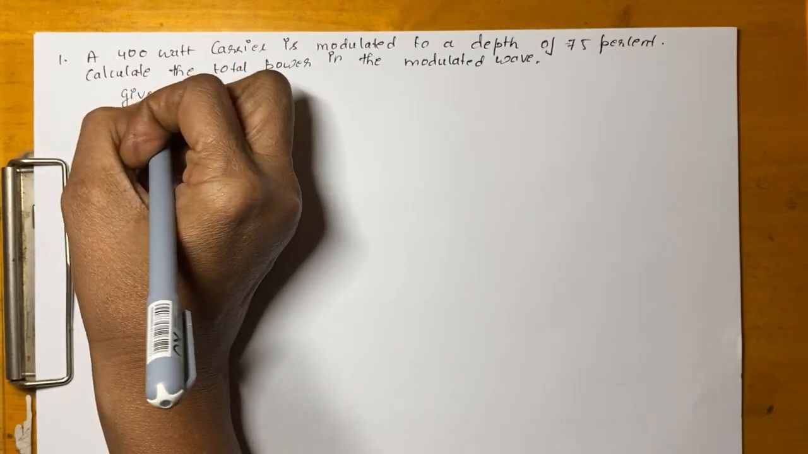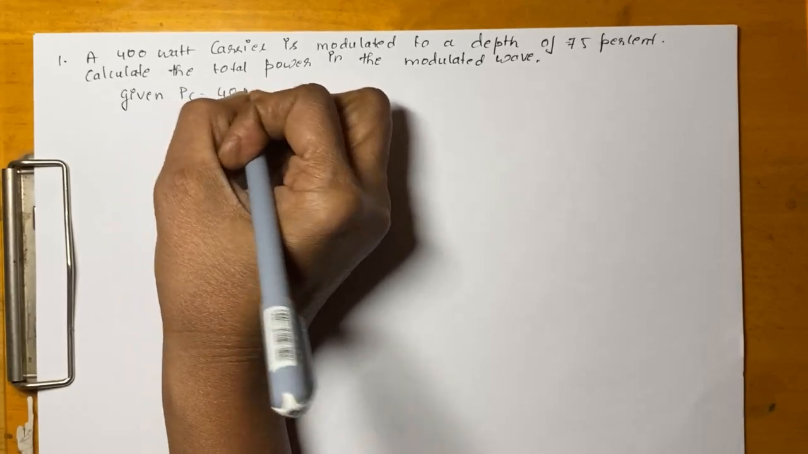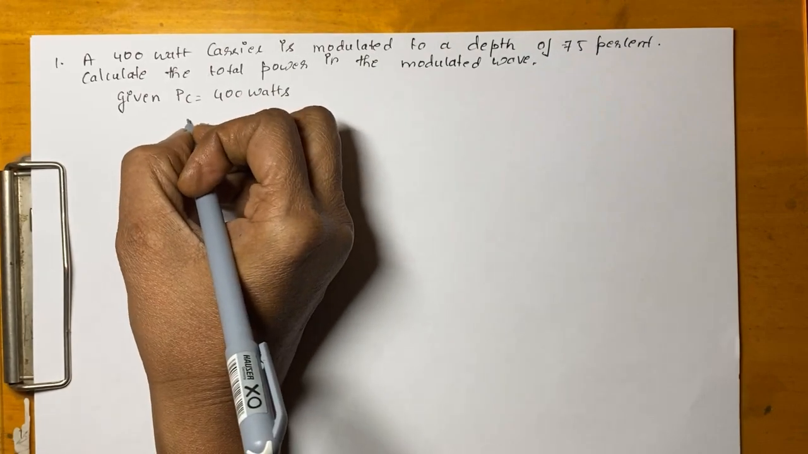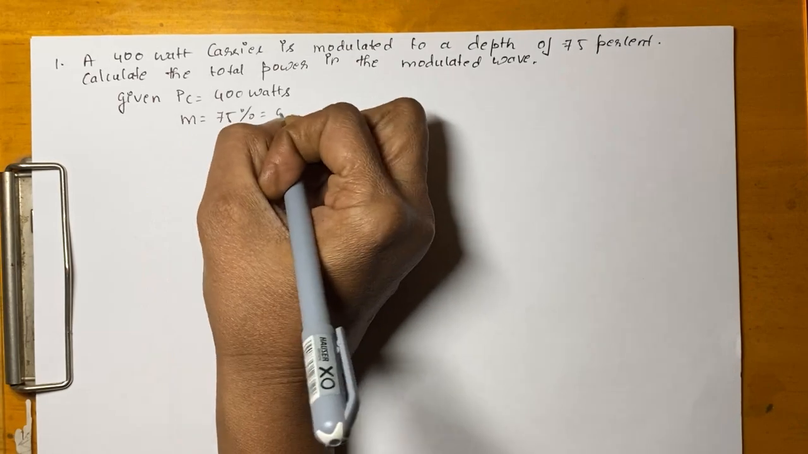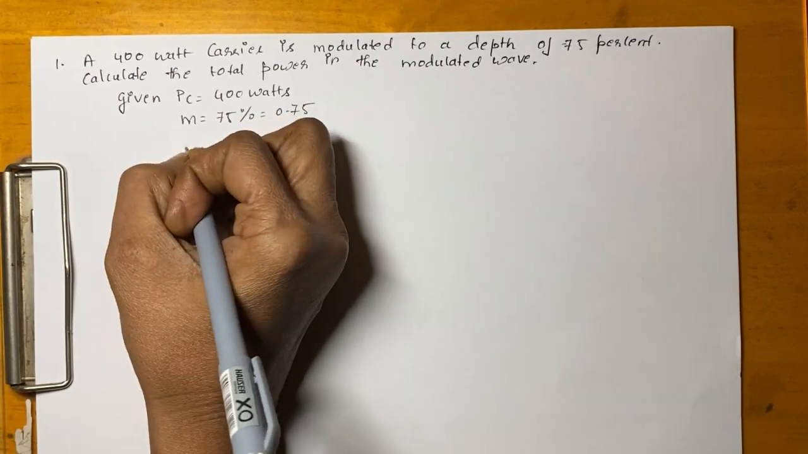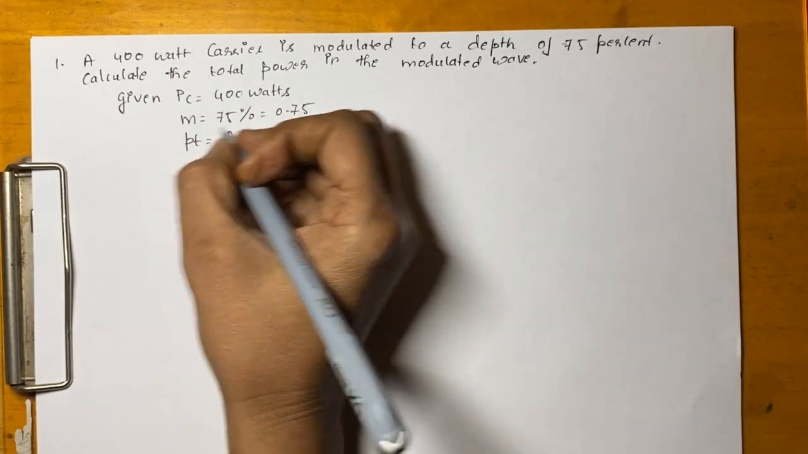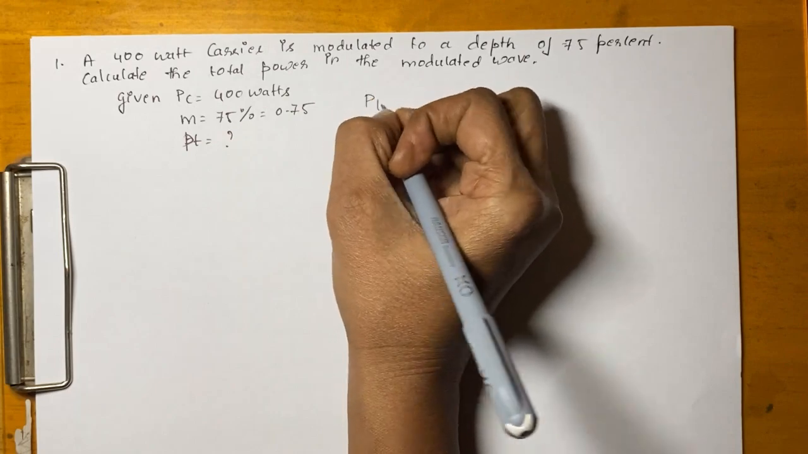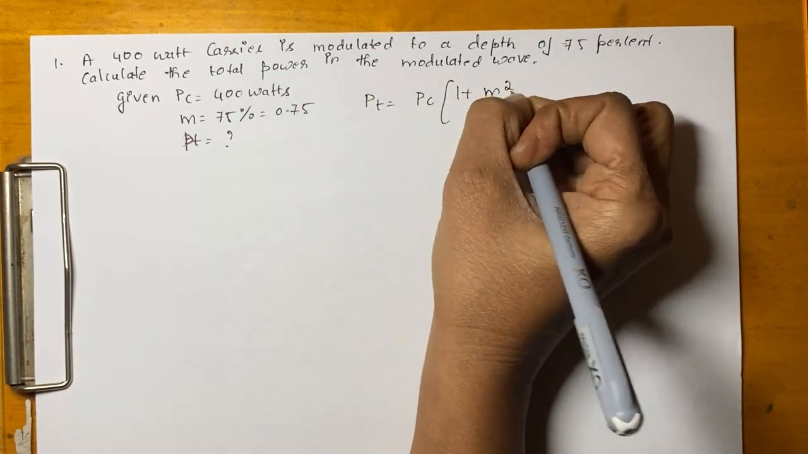Given: PC is equal to 400 watts, and the depth of modulation, that is m, is equal to 75%, which is nothing but 0.75. We are asked to calculate PT. So we know that PT is equal to PC into 1 plus m square divided by 2.